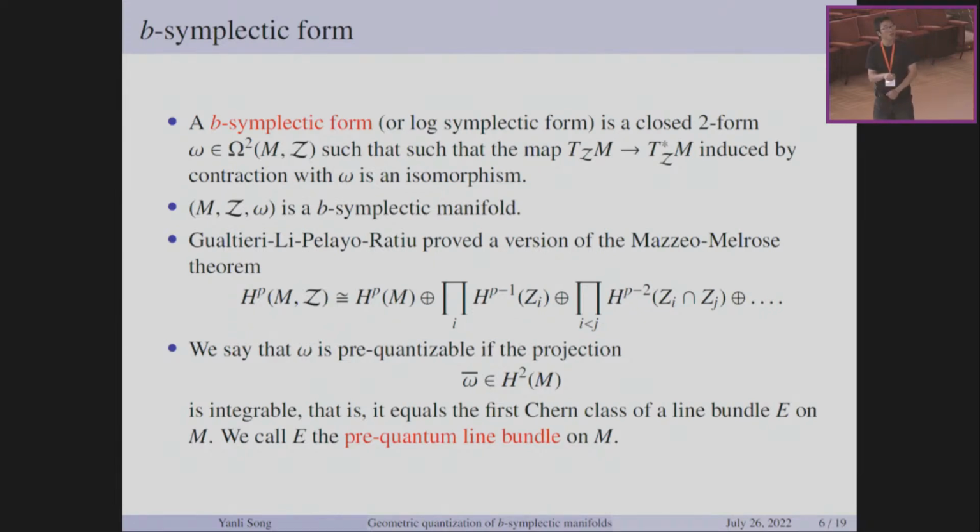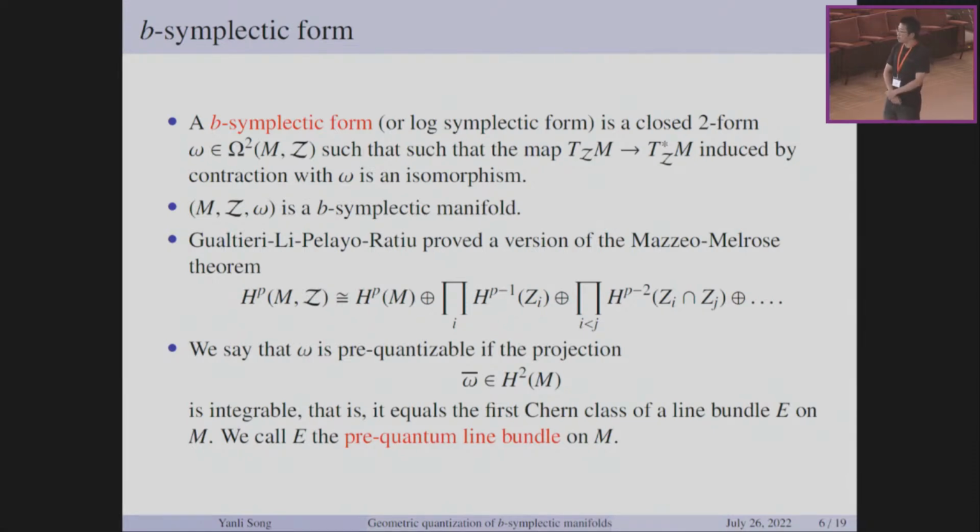And we assume (M, Z, omega) is a b-symplectic manifold. By a theorem of Guillemin-Miranda-Pires-Ratiu, which is a generalization of the Mazzeo-Melrose theorem, the b-de Rham cohomology has the following decomposition. If there's no crossing of the Z_i, then this is the original Mazzeo-Melrose theorem. But if it has crossings, then we have more terms, because we allow crossing of the hypersurfaces here. So we have this one.